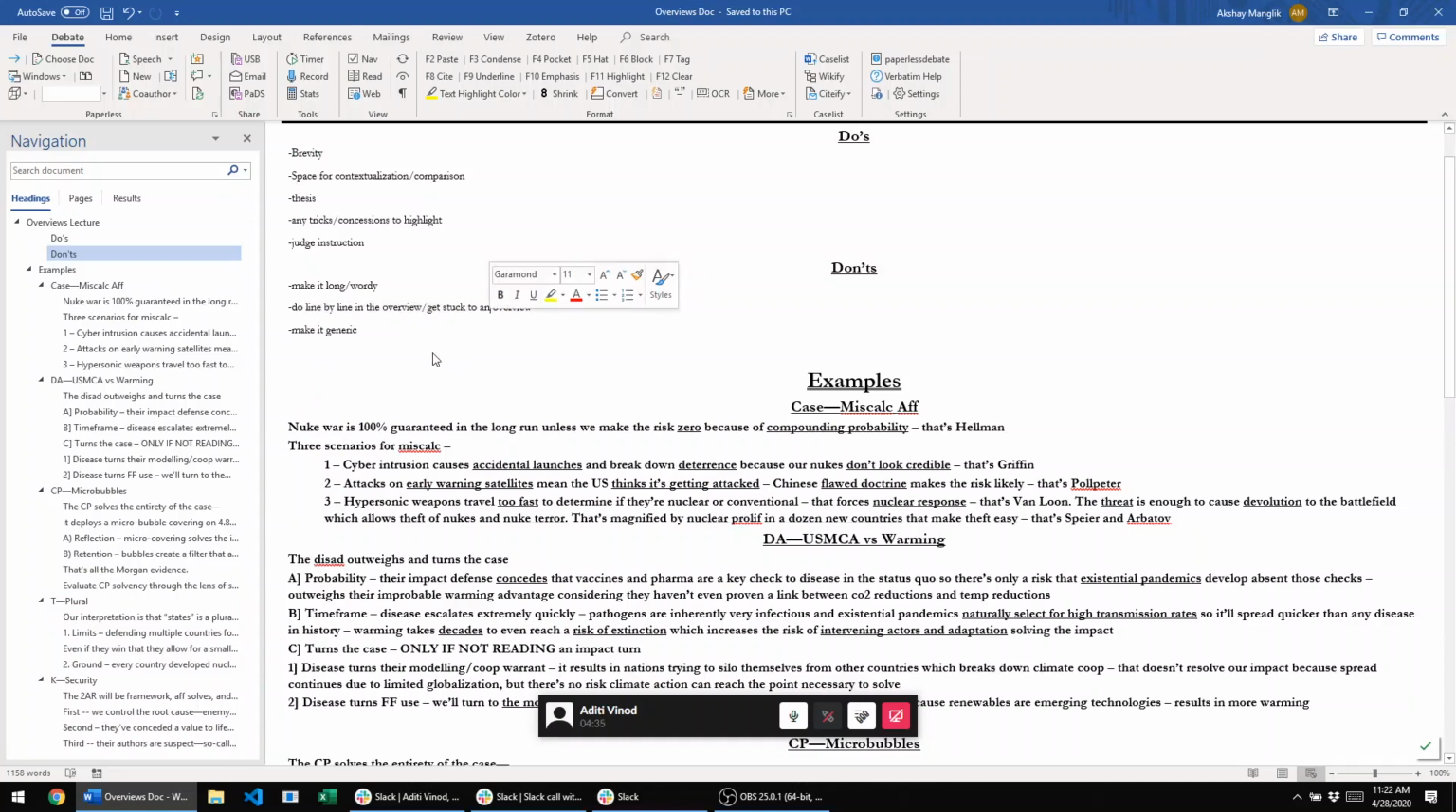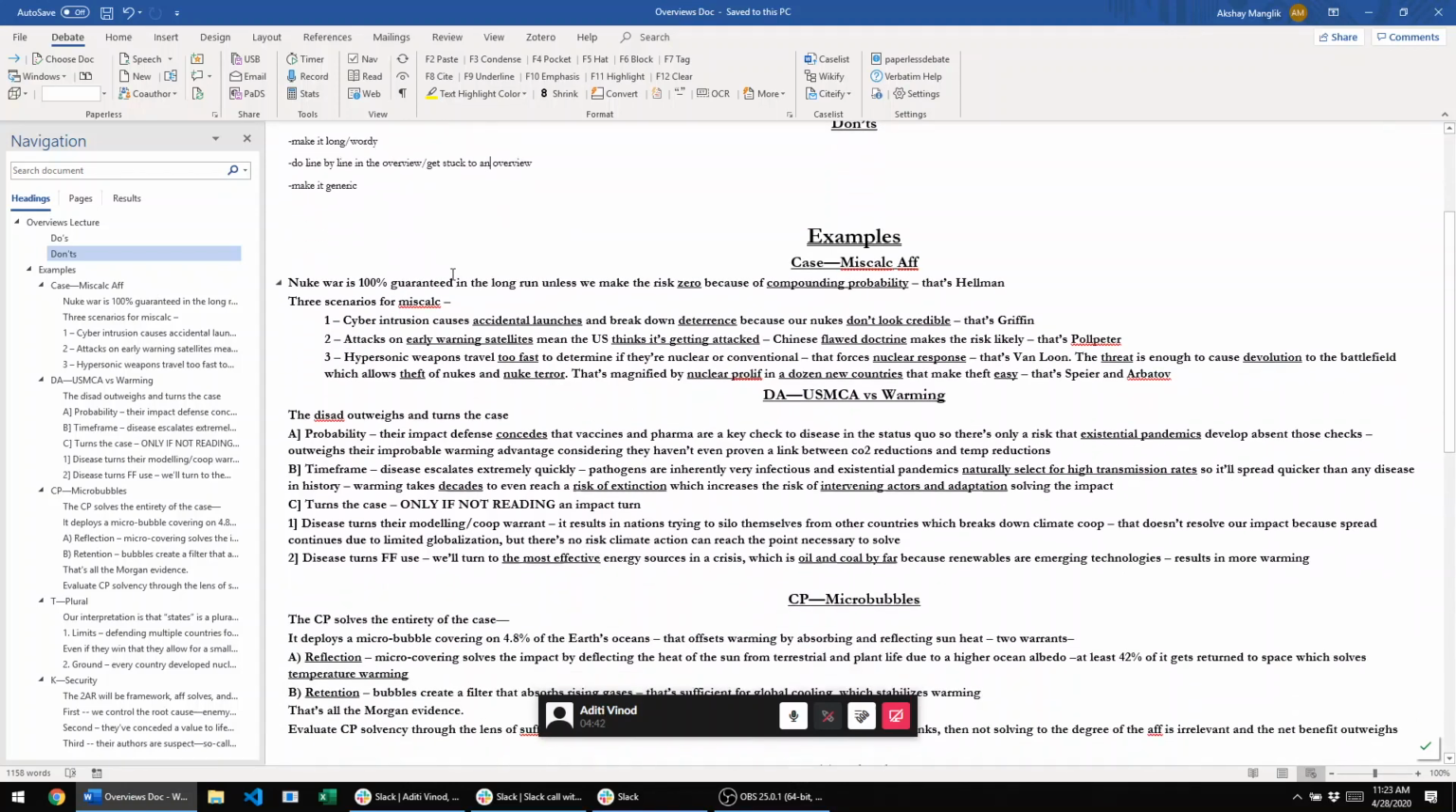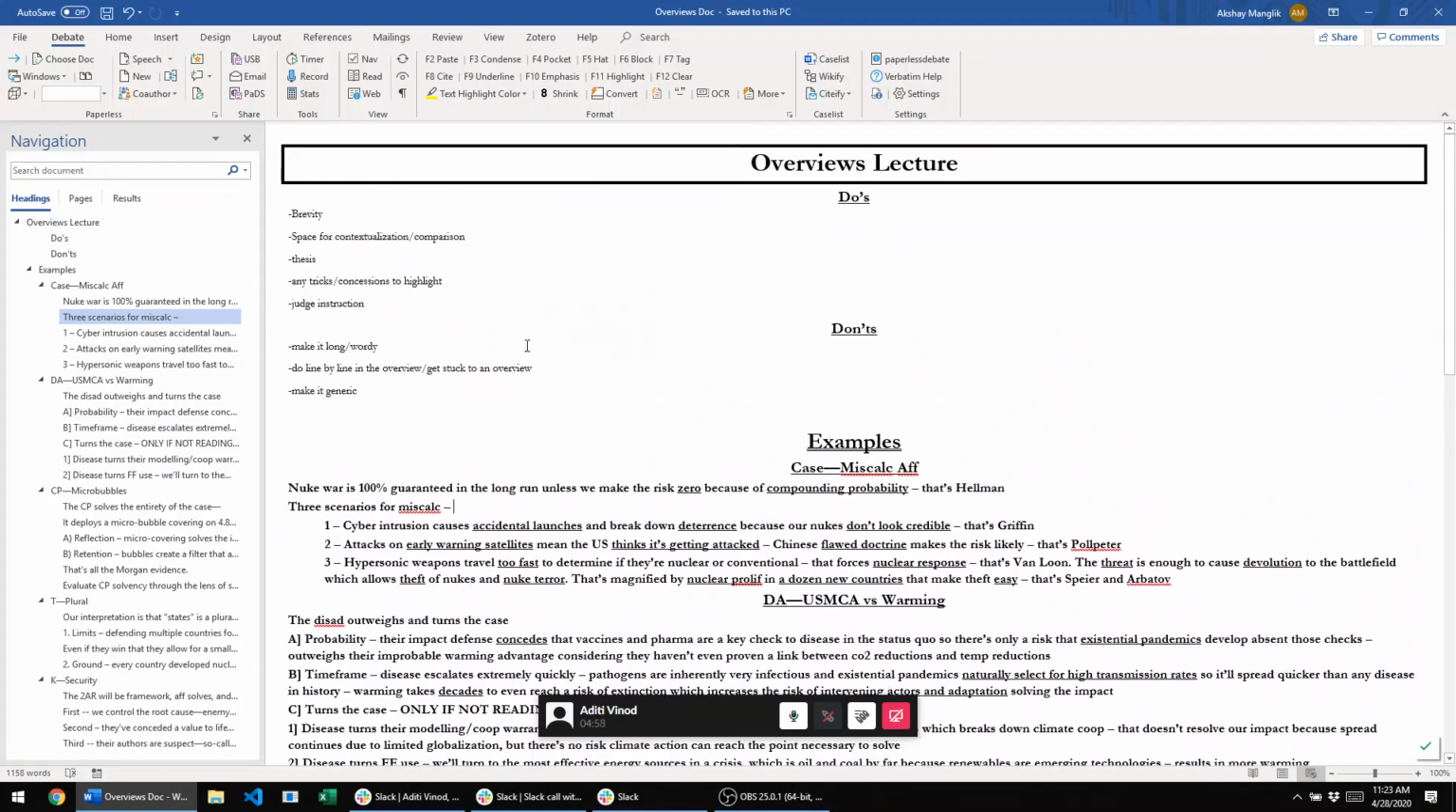For example, if on the case they have a big press on why cyber isn't false, I wouldn't extend the cyber scenario at the top and then 30 seconds in on the line by line have to re-explain your cyber scenario in the context of their impact defense. Instead, you would want to just do the extension of the scenario on the line by line because it makes things way more efficient.